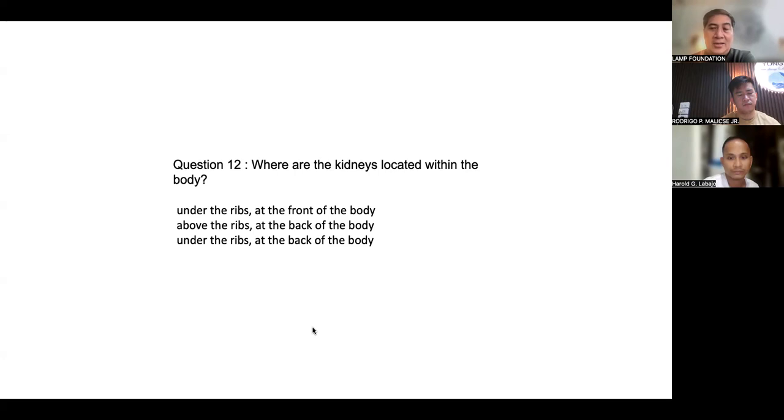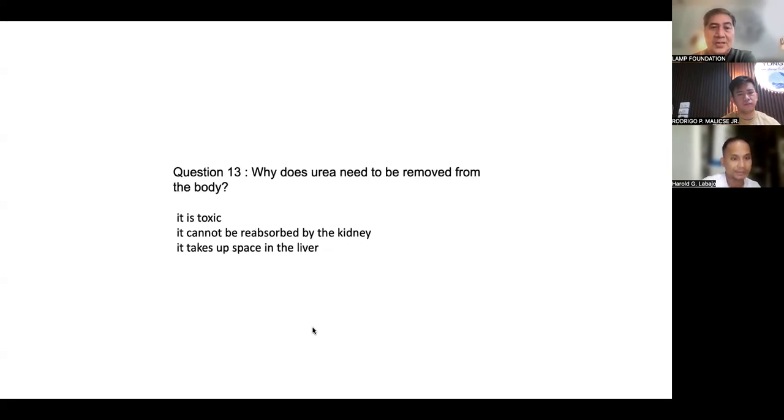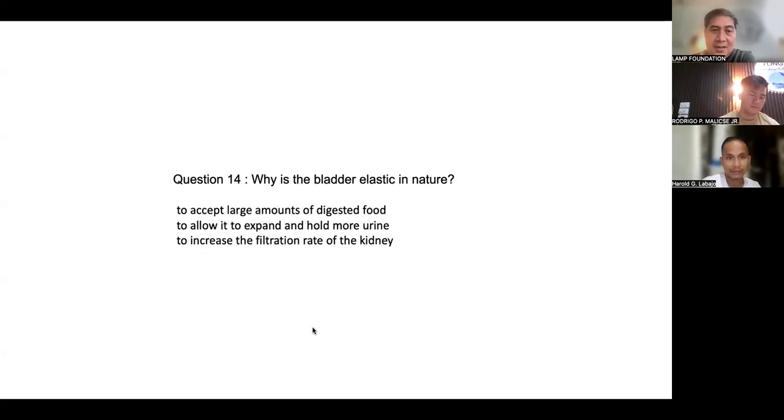Where are the kidneys located within the body? Under the ribs at the back of the body. Why does urea need to be removed from the body? It is toxic, so you need the kidneys to remove it. Why is the bladder elastic in nature? To allow it to expand and hold more urine.